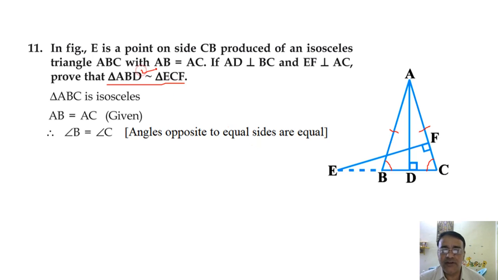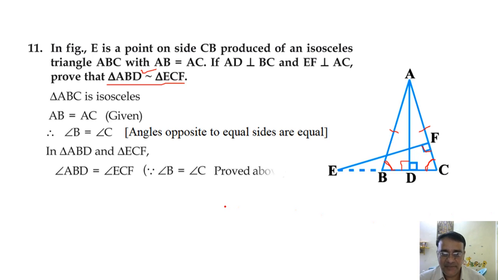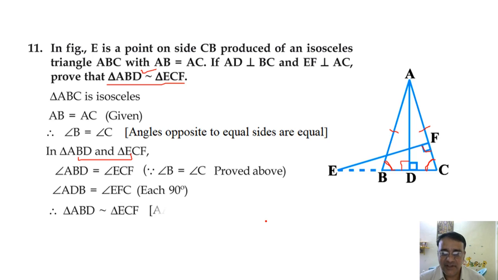Now we are going to take these two triangles. अब ये दोनों triangles में first of all these two angles are equal, already proved above, and angle ADB is equal to angle EFC. Why? Each 90 degrees. So therefore these two triangles are similar. By which criteria? AA similarity. Yes, AA similarity. Right. So ये proof हो गया. अभी next question पे move कर रहे हैं.